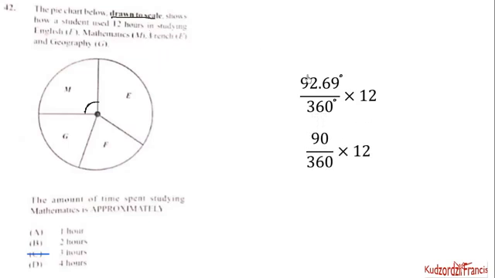So it means that the amount of time spent studying mathematics will be the angle corresponding to mathematics, which is 92.69 degrees, over 360 degrees times 12, which is the total hours spent. Note that 92.69 to the nearest 10 is 90 for easy calculation purposes. So this will give us 1 out of 4 times 12 hours, which is 3 hours. So the correct answer is indeed C.